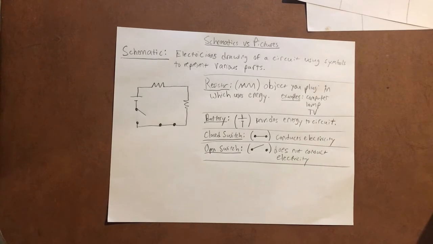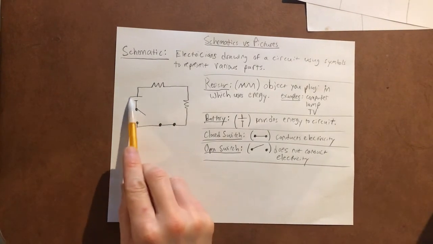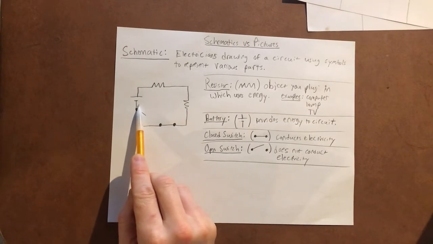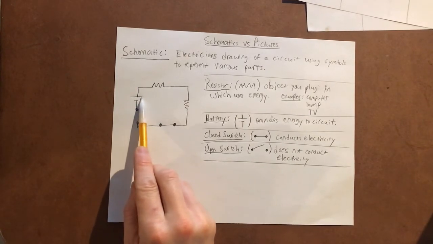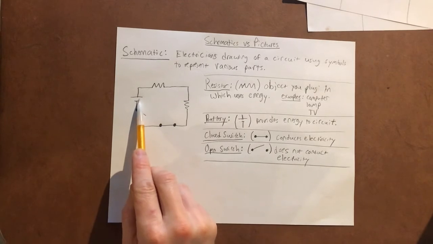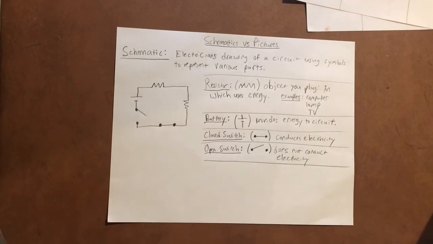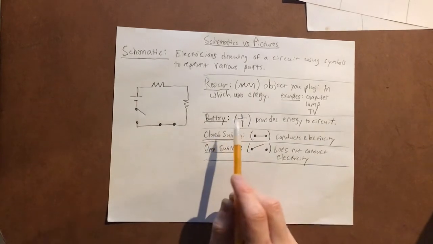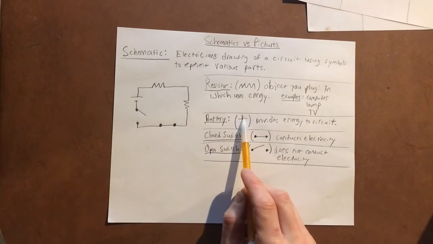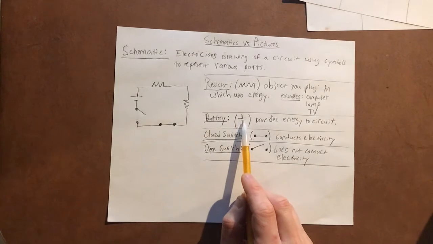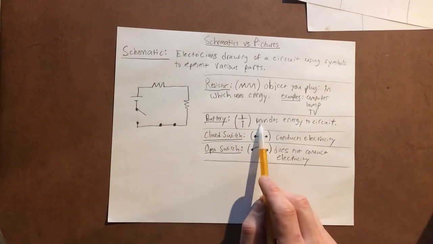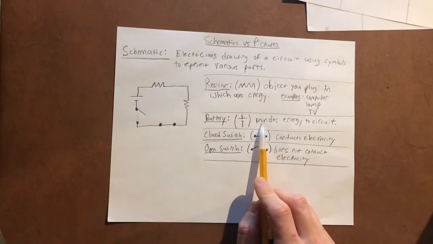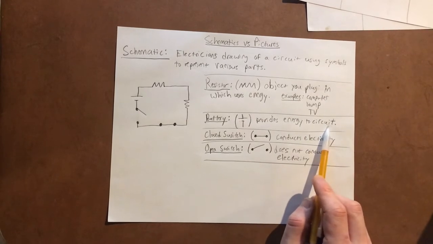All right, so our next symbol is right here on the left side. That's our battery symbol. The long line on the top is one terminal, and then there's a space and a short line on the bottom, and that is another terminal. So the symbol for a battery goes wire in, long line, space, short line, wire out. A battery just stores energy. It provides energy to the circuit.